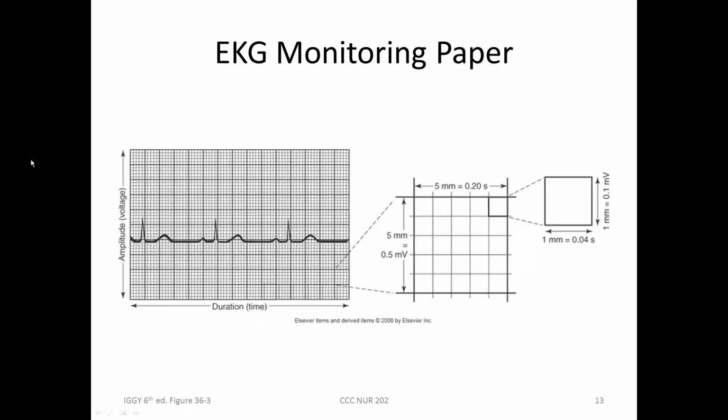And then within each one of these big blocks are small little blocks, and each is 0.04 seconds, and it takes 5 of those to make up one big block. So if you have a 6-second strip, you should have 30 small blocks, these little bitty blocks.